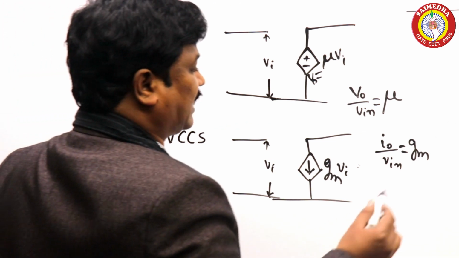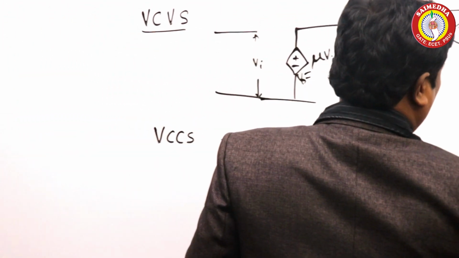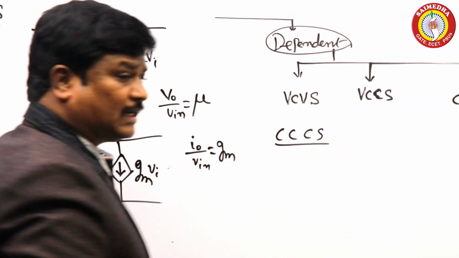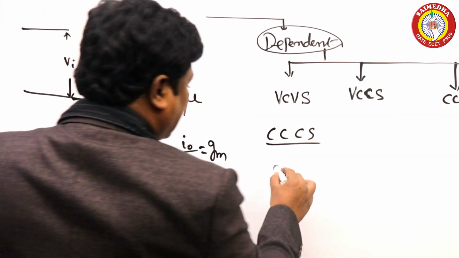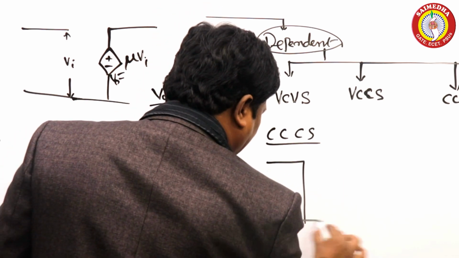Similarly, when you come to the other source, the current controlled current source. Just observe here. Current controlled means you have a current here. This is I1.